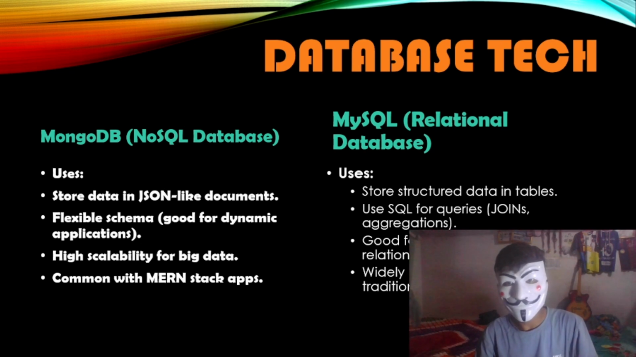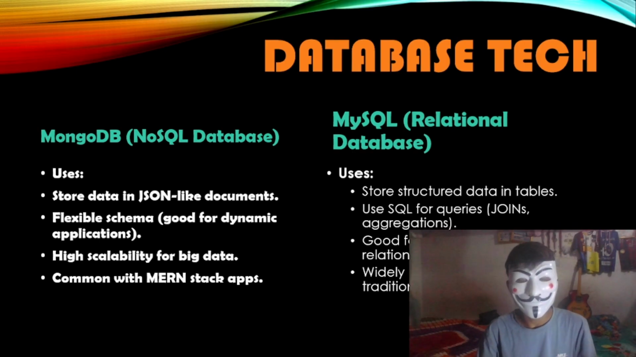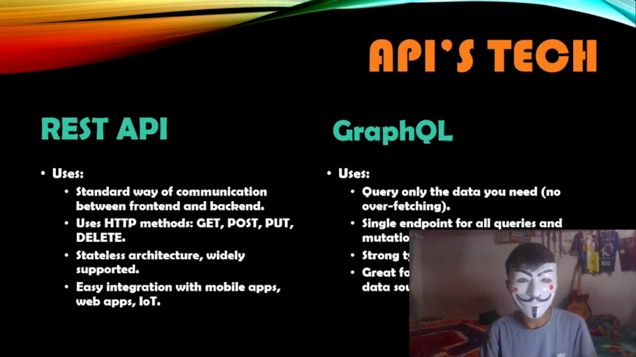And MySQL stores data in structured tables. It uses SQL for queries, and is good for apps requiring strict data relationships. So you can choose either of them, but I will suggest you choose MongoDB. Then we have GraphQL and REST API. Here you can see the difference: REST API is a standard way of communication between frontend and backend.